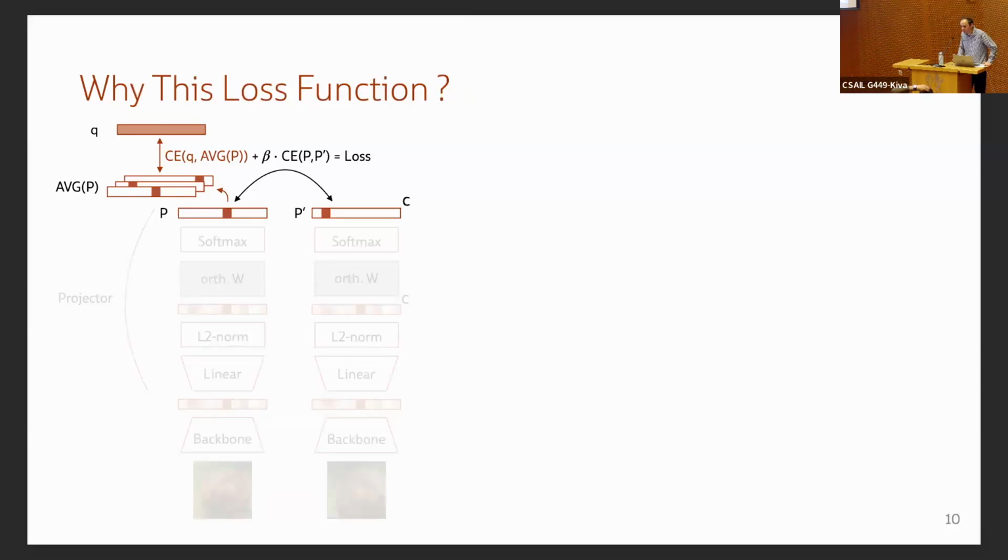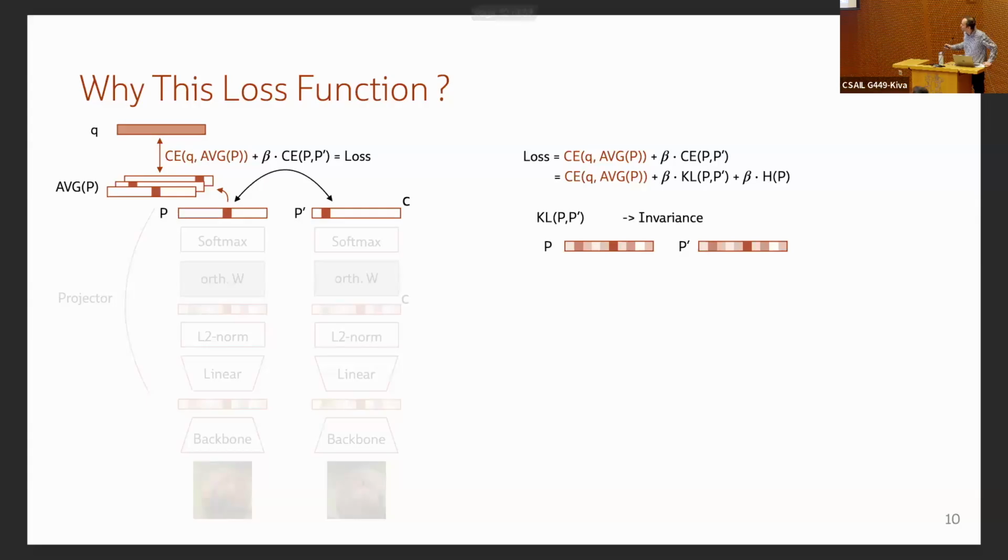Regarding the loss function, we can rewrite the loss in simpler terms, where the first term is the same as the previous one. Then we can expand the cross entropy as a Kullback-Leibler term between P and P prime and an entropy term over P. Each of these three terms enforces a different property. The KL forces P and P prime, the two vectors, to be the same. So ideally, minimizing this loss will force these two vectors to be equal.